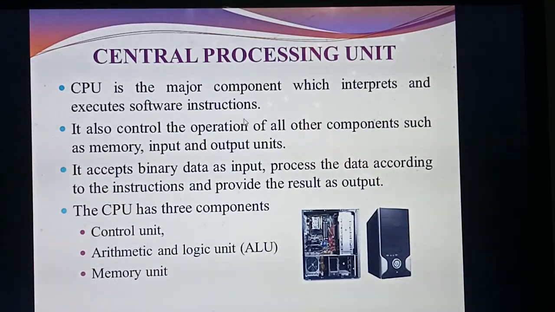Understood the 3 points here? What are the 3 points you have studied in CPU? CPU is the major component of the computer. What is the main use of CPU? It will execute all the software instructions, first point. And also it will control all the components. What components are connected to the CPU? All the components will be controlled by whom? This CPU. What are the components? Arithmetic logic unit, memory unit, input unit, output unit. All the units will be controlled by whom? CPU.